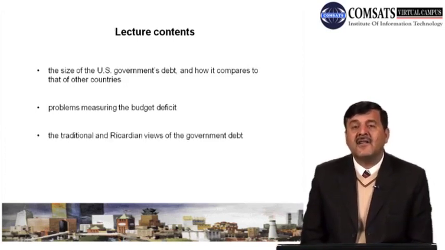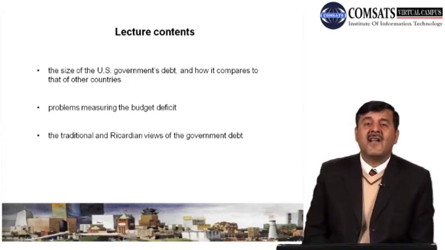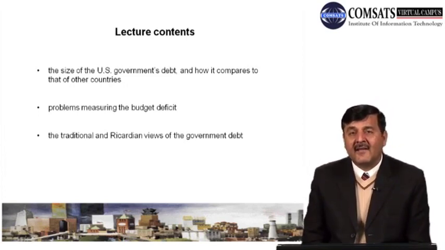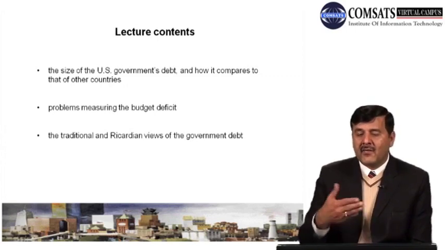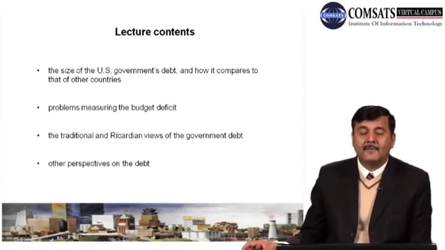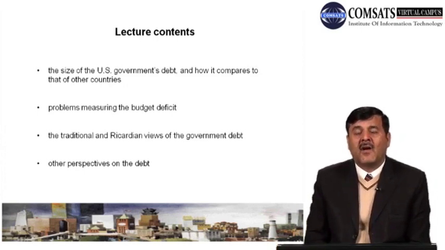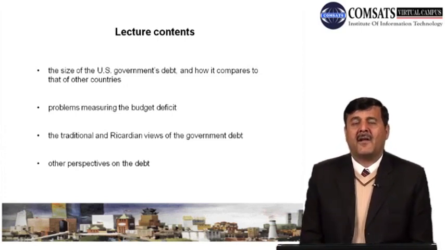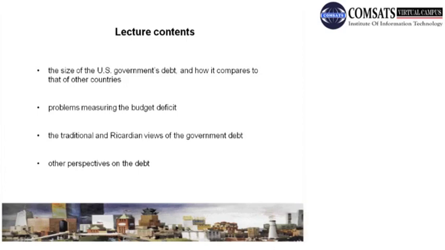Third, we'll talk about the traditional view and the Ricardian view of government debt. How traditional economists view it, how the Ricardian group of economists views government debt. So we'll look at both views and compare what they say about government debt and budget deficit. That is the third thing we will talk about today. And finally, we'll see some other perspectives about debt, what other economists say about government debt. So these are the 4 things we will talk about today.